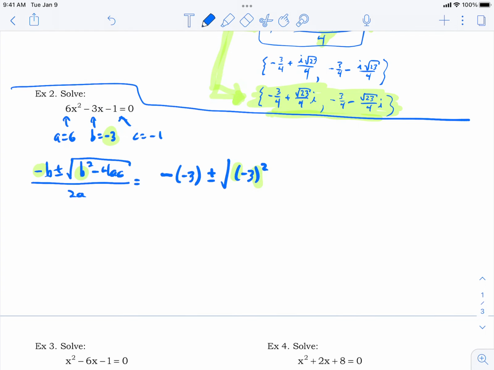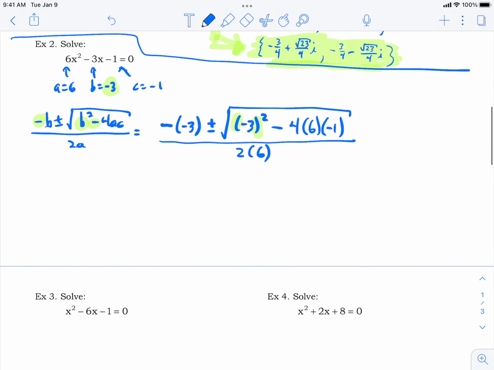Moving right along. Next I see the minus, so I'm going to put the minus. 4 times A is a 6, times C is a -1. This whole thing goes over 2 times A, which is 6. Okay, there, I plugged in. And I made a point about parentheses. Cool. So -(-3) is 3, plus or minus.